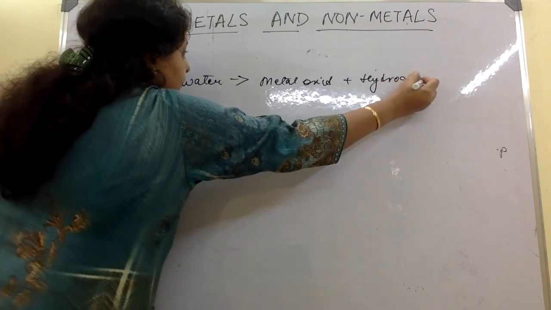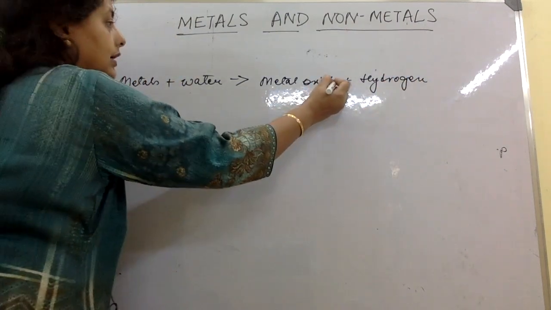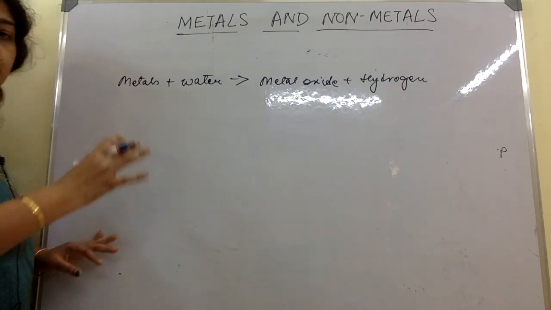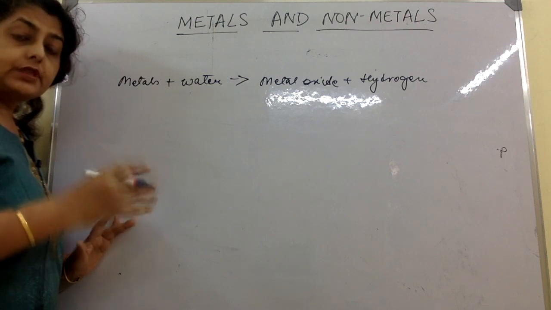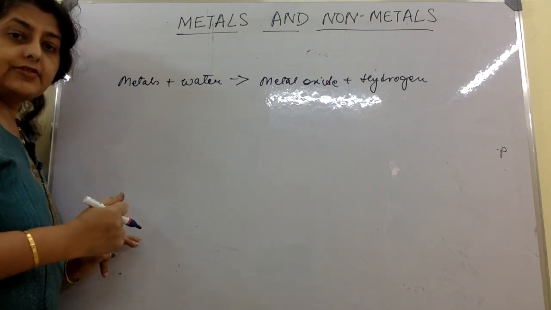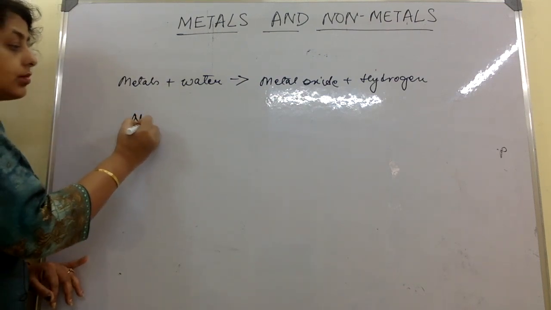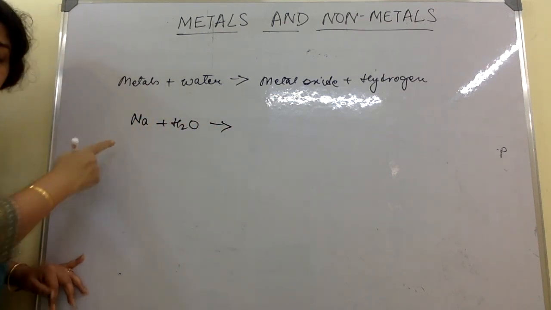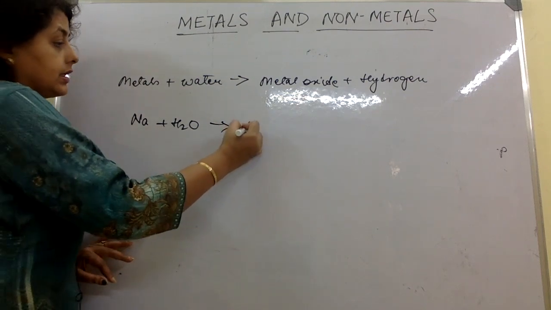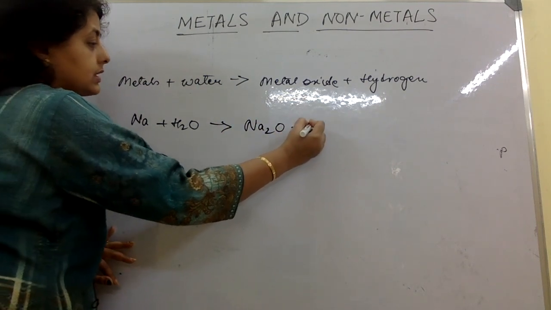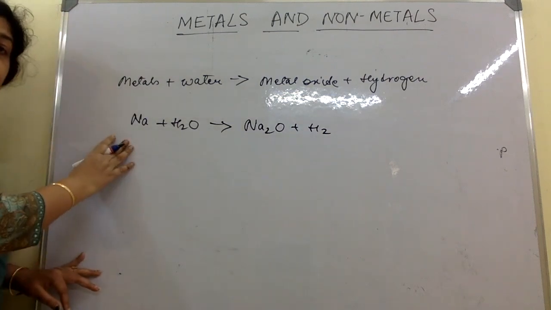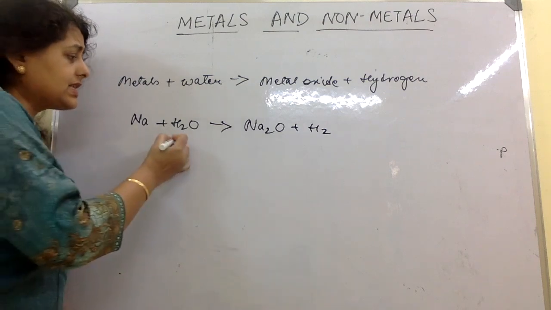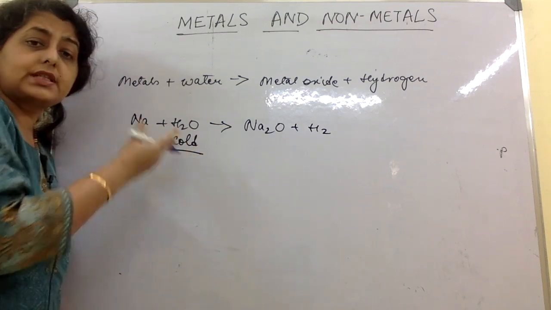Okay, metals form metal oxide and hydrogen when they react with water. Now this reaction, let me take a few examples. If we are talking about the very active metals, then what happens? If we talk about sodium with water, this is a very active metal, and that gives Na2O plus hydrogen. This is also a very exothermic reaction, and this happens with cold water. Cold water is enough for sodium.